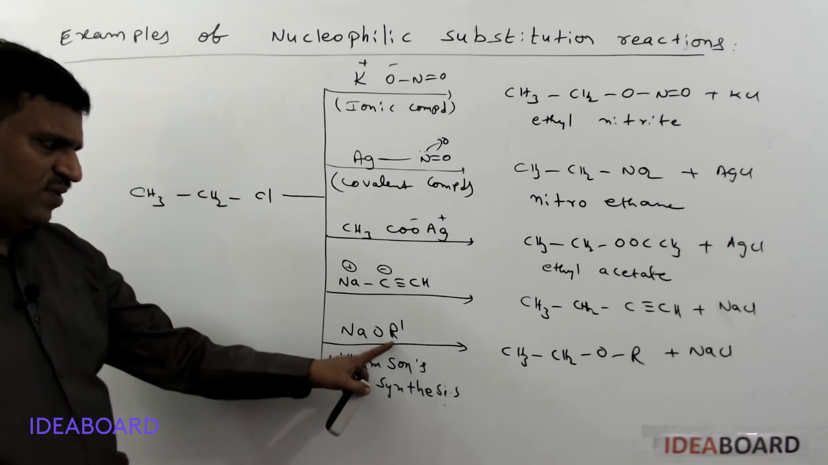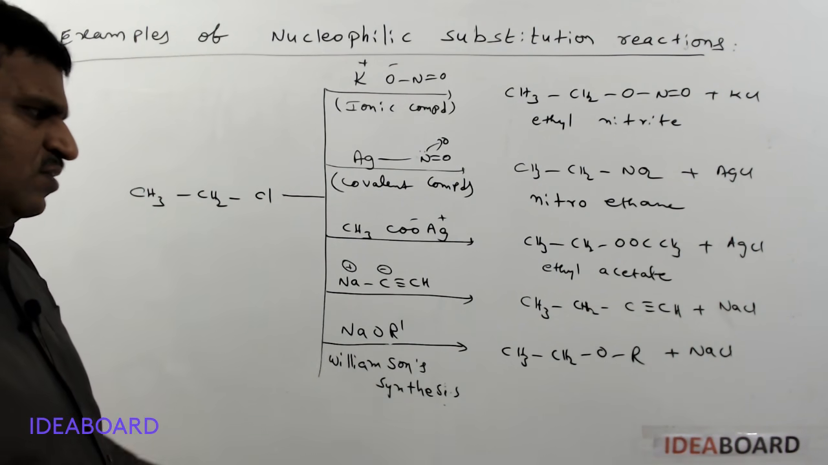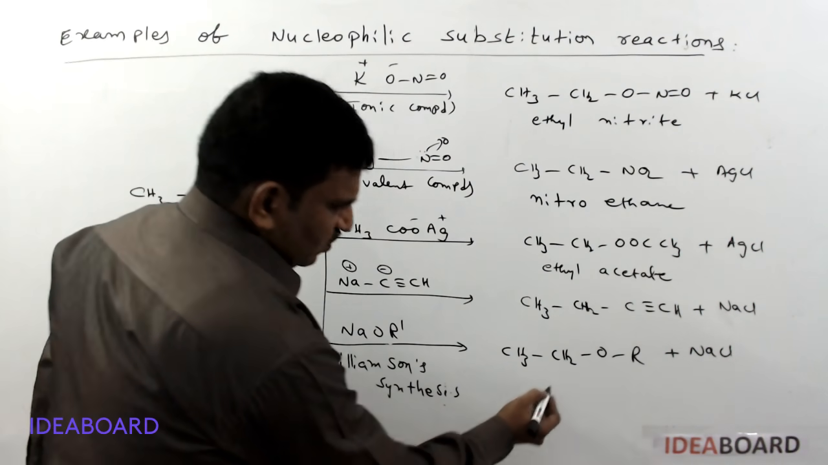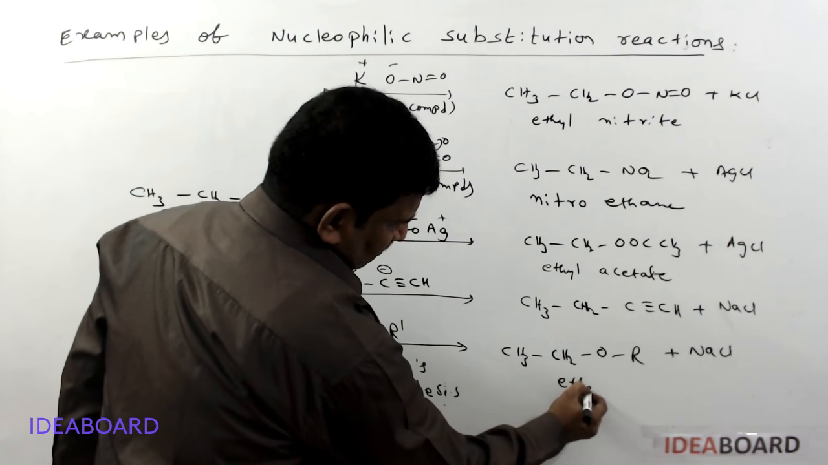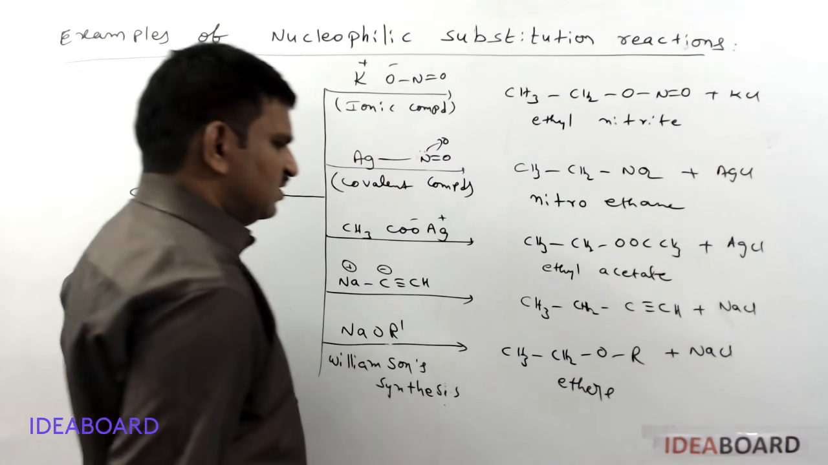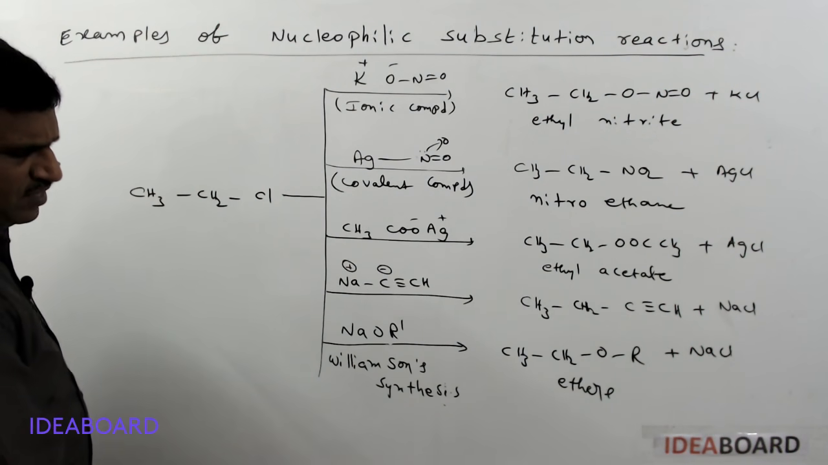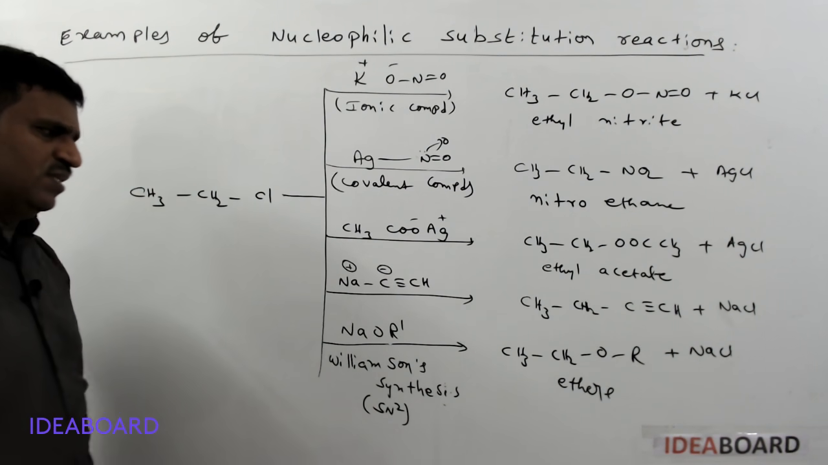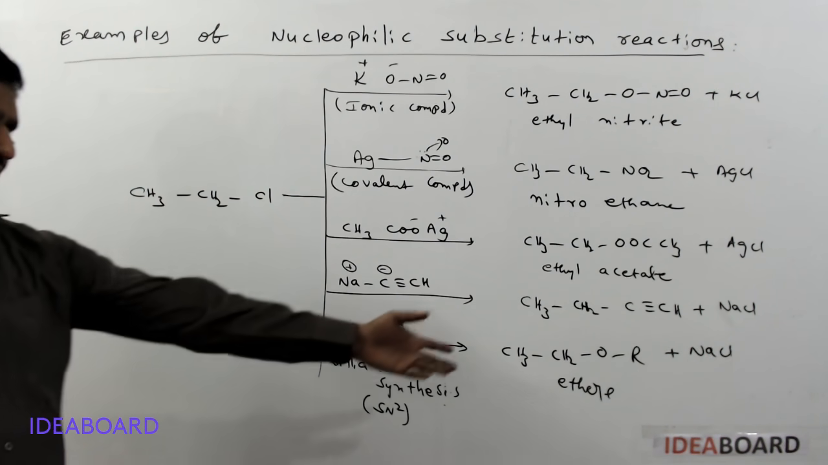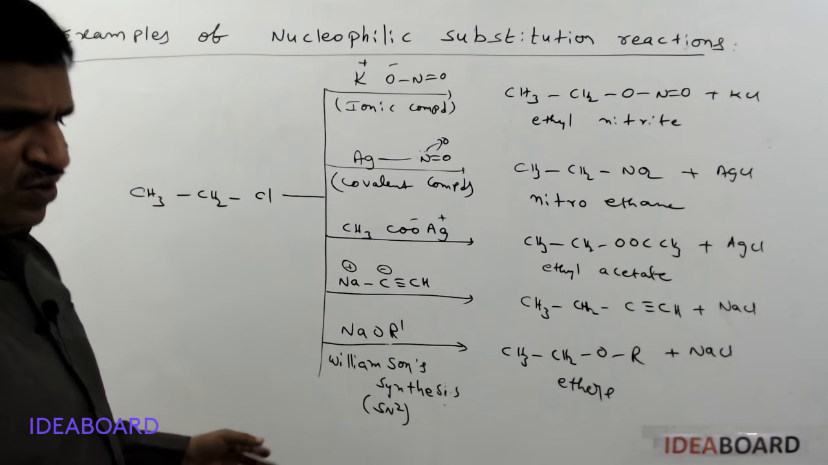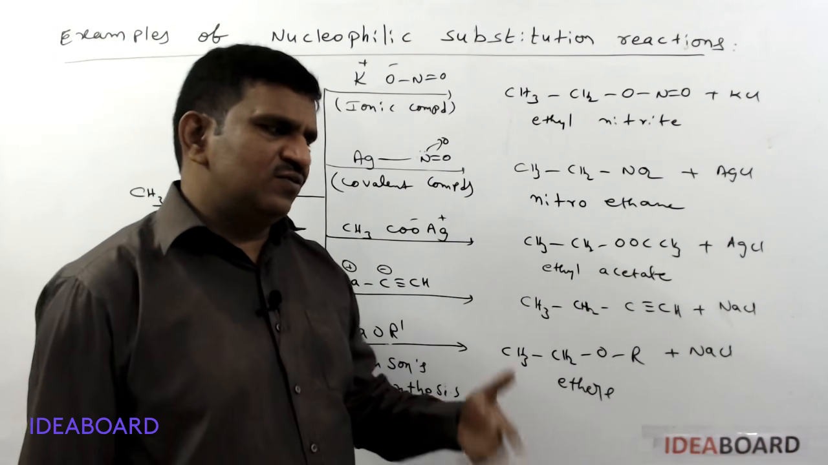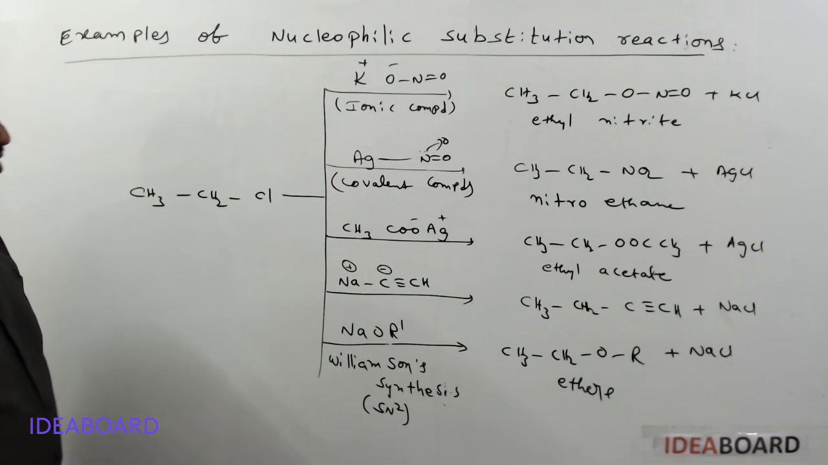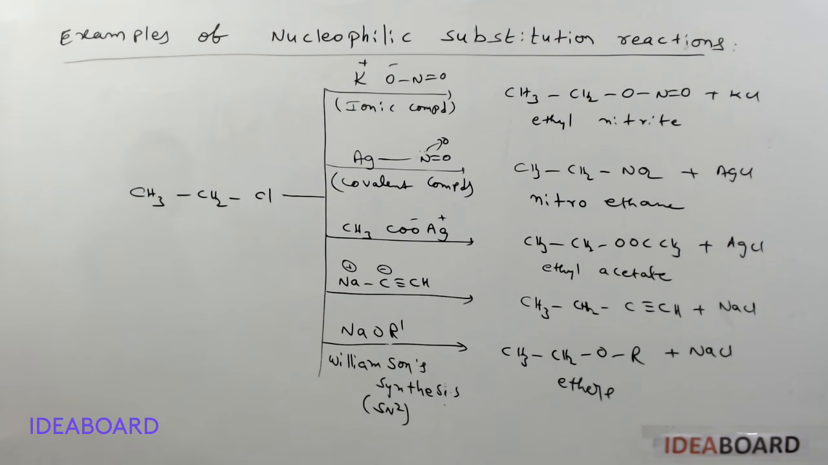Suppose in the place of R we take an ethyl group, you will get ethyl group and again ethyl group, diethyl ether. So ether formation occurs, as we said in the SN2 mechanism. Generally, this undergoes the SN2 mechanism. If any strong nucleophile is present, then they undergo the SN2 mechanism. So these are some nucleophilic substitution reactions.